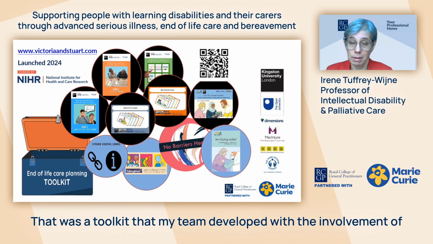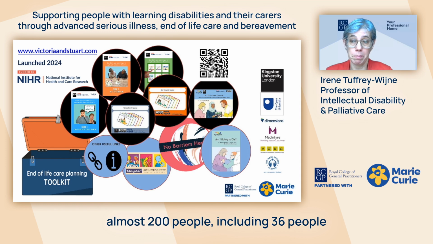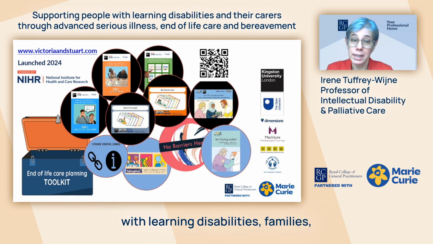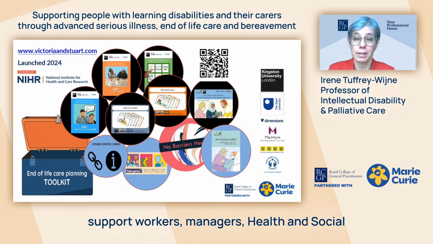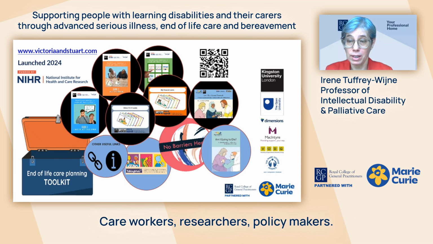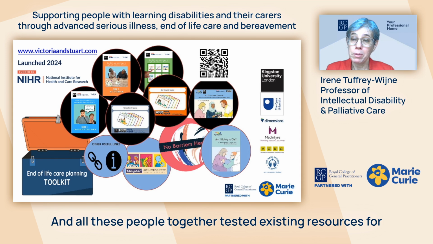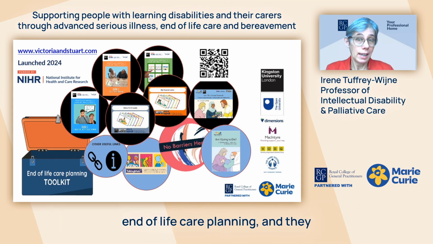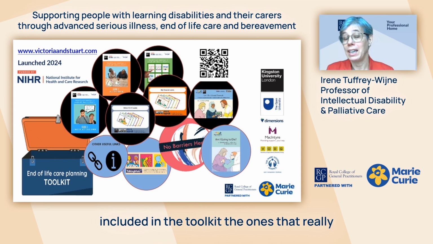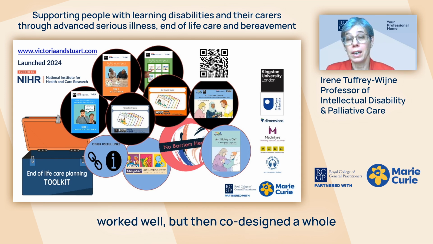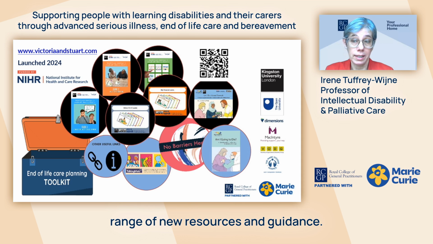That was a toolkit that my team developed with the involvement of almost 200 people, including 36 people with learning disabilities, families, support workers, managers, health and social care workers, researchers, policymakers. It was the result of a 2-year NIHR-funded study. And all these people together tested existing resources for end-of-life care planning, and they included in the toolkit the ones that really worked well, but then co-designed a whole range of new resources and guidance.